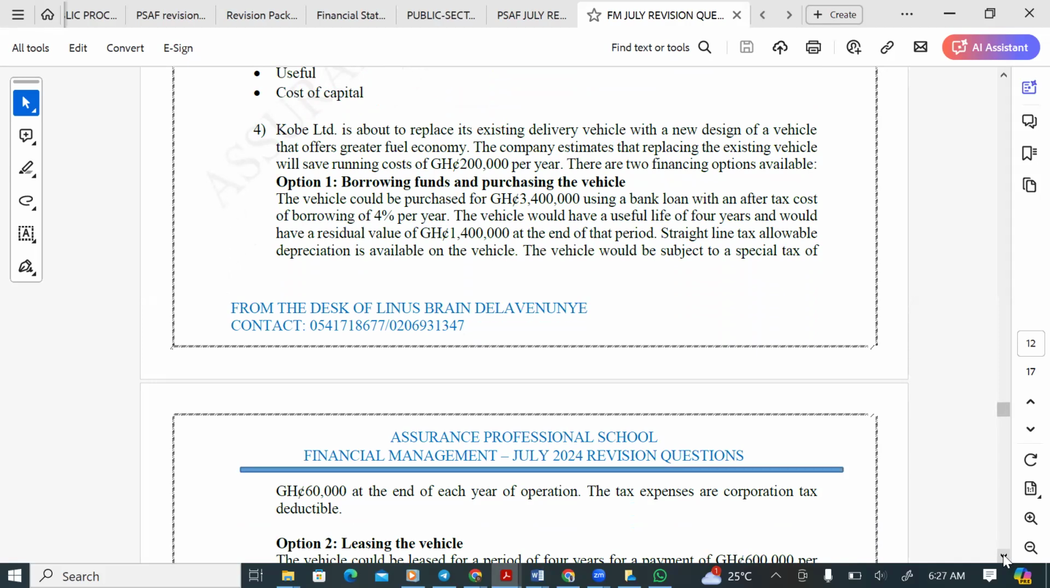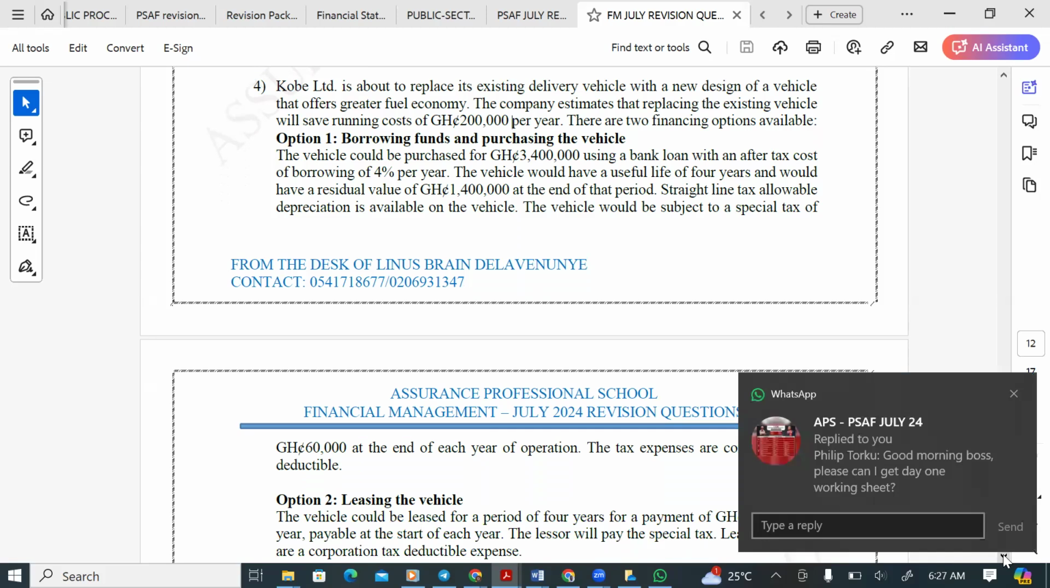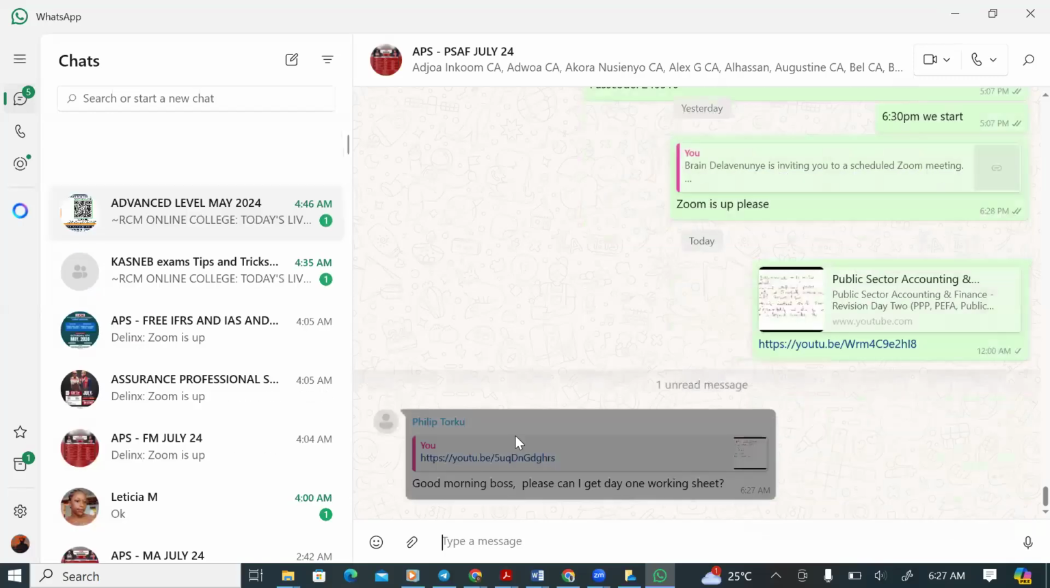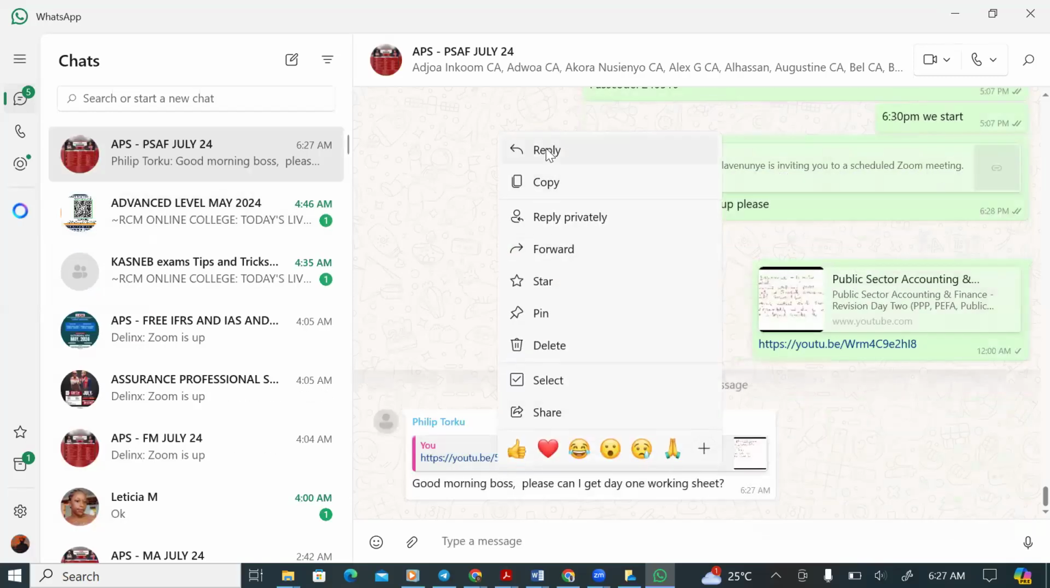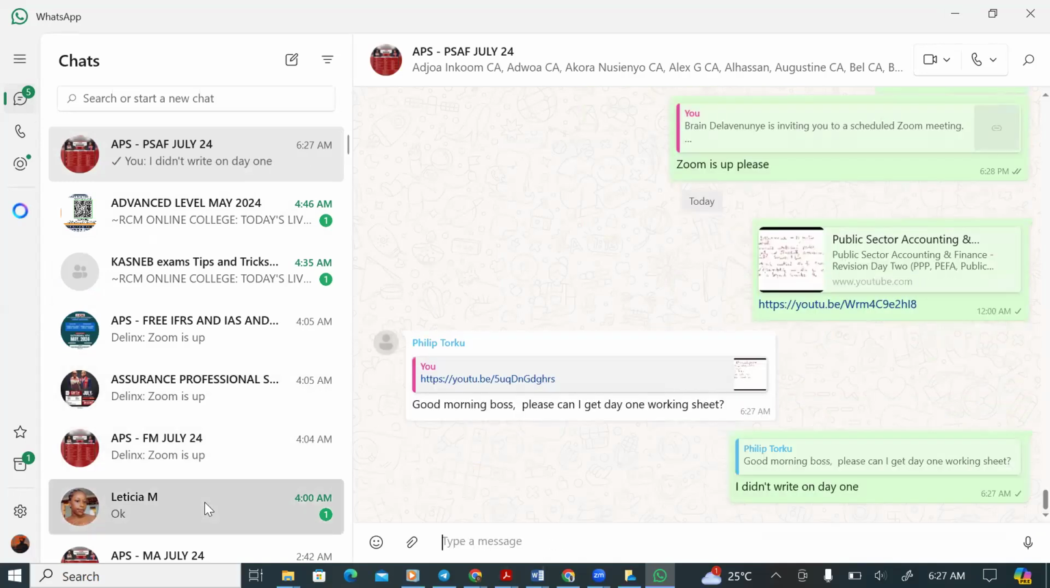B. Examine three reasons, other than possible after-tax cost advantages, why Kobe Limited may choose to lease rather than buy the new delivery vehicle. Kobe Limited is about to replace its existing delivery vehicle with a new design of vehicle that offers greater fuel economy. The company will save running costs of 200,000 per year.